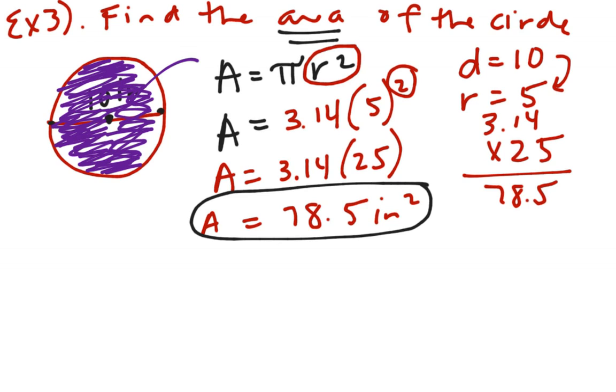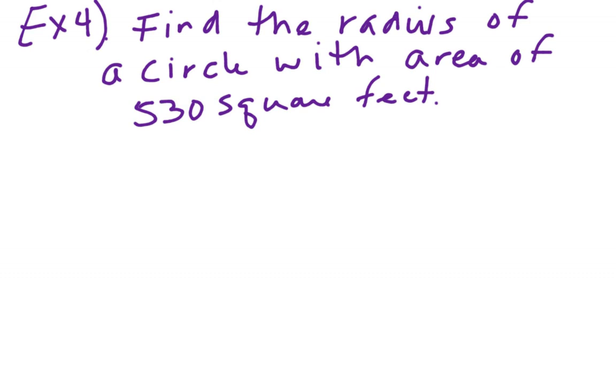All right, next. So this problem, example 4, says find the radius of a circle with area of 530 square feet. So they didn't draw a picture. If you want to draw a circle, you can. I'm going to use the area formula, which is area of a circle equals pi r squared.